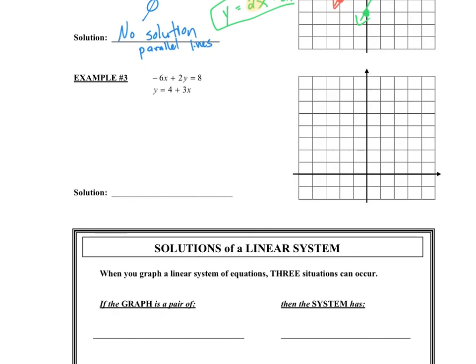Okay, and then we'll do example 3. If I graph the bottom equation, I'm going to do that first because it's already solved for me. The y-intercept is 4. 1, 2, 3, 4. The slope is positive 3. Slope is with the x. So up 3 to the right 1, or down 3 to the left 1. You connect your dots.